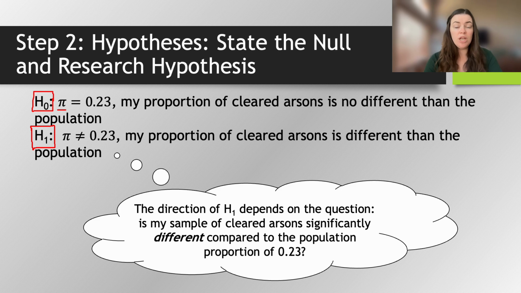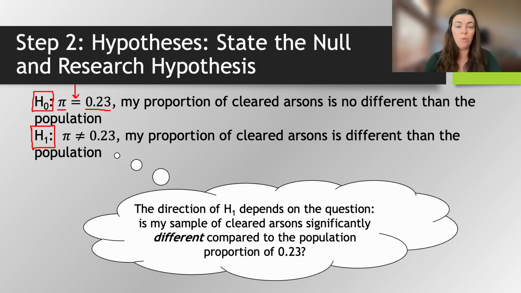Secondly, we need to ensure that our null and research hypotheses are matching up with the context of the problem. And so in this case, we have the proportion of cleared arsons is no different than the population, and that was a value of 0.23. I got that directly from the problem itself. That's essentially what we're testing against. And remember that our null hypothesis is our statement of no difference. That's why you see this equal sign here.